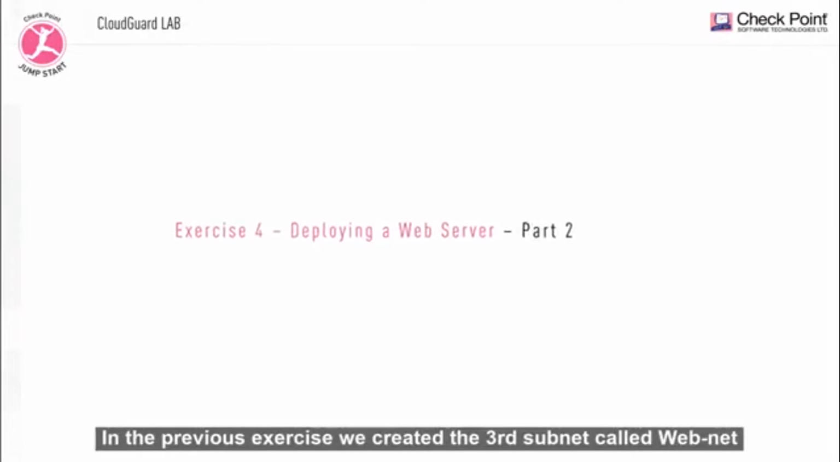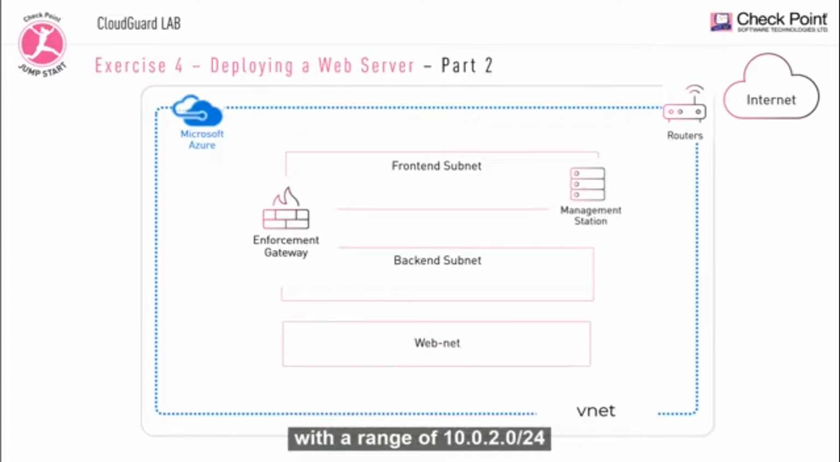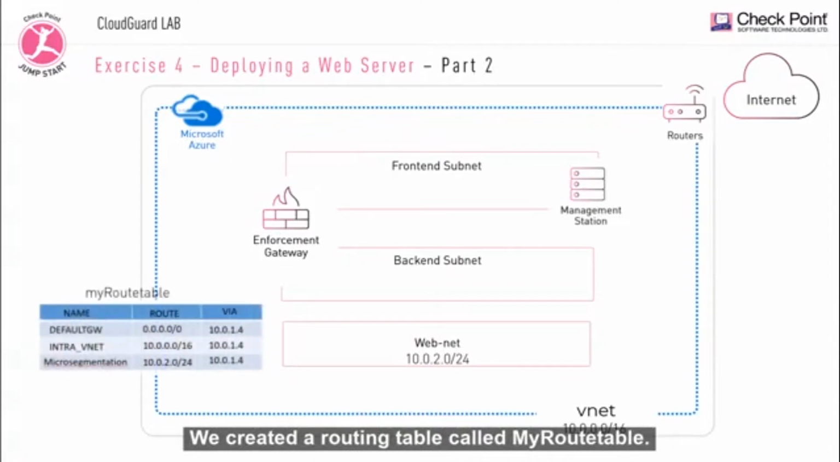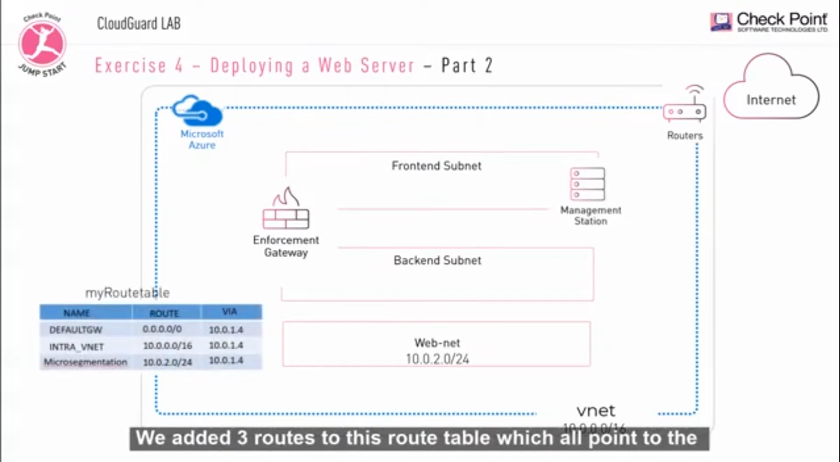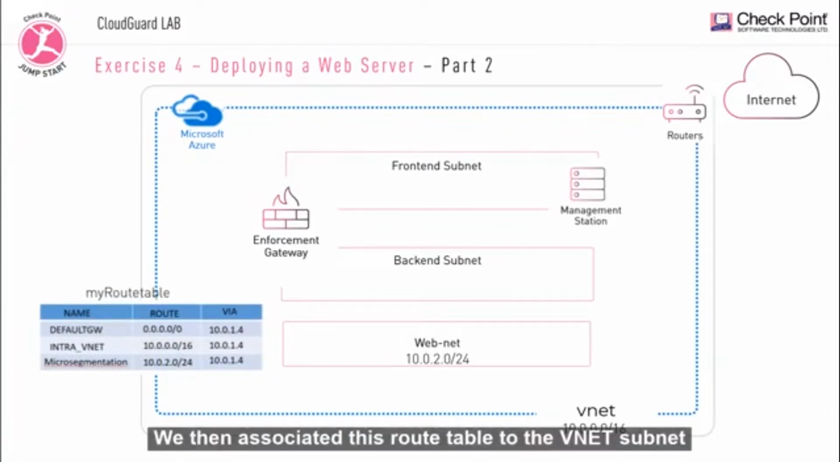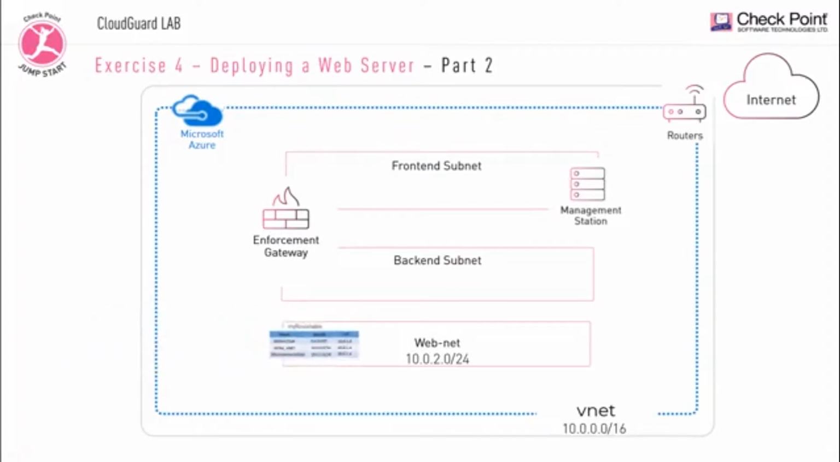In the previous exercise, we created the third subnet called WebNet with a range of 10.0.2.0/24. We created a routing table called My Route Table. We added 3 routes to this route table, which all point to the CloudGuard gateway, the virtual appliance. We then associated this route table to the VNet subnet.